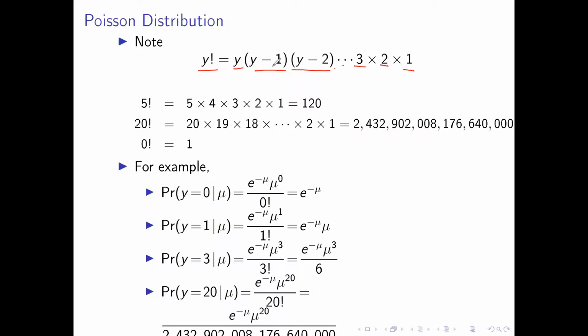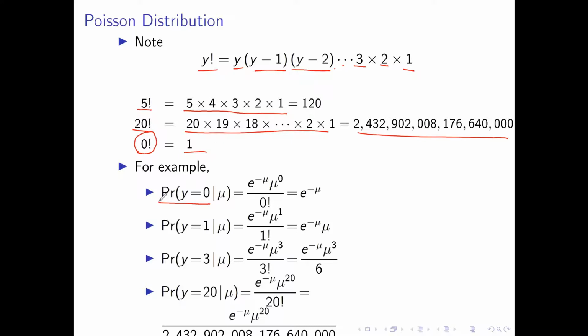And here are a couple of examples. What is 5 factorial? It is the product of 5 multiplied by 4, 3, 2, 1. That's 120. And how about 20 factorial? That is already a huge number that we have probably never encountered in real-life computation. And here is a special case. How about 0 factorial? That is set to 1. Here we can have a couple of examples.